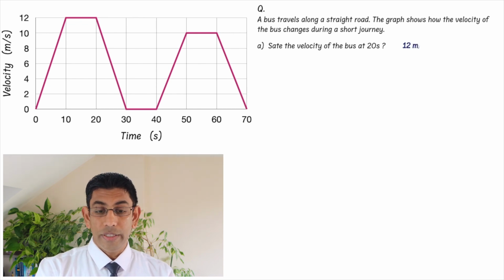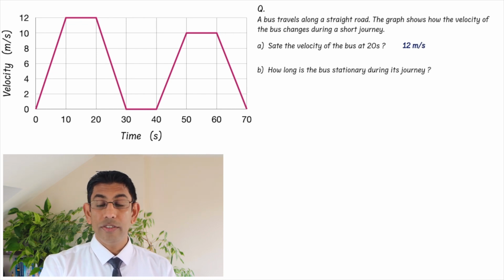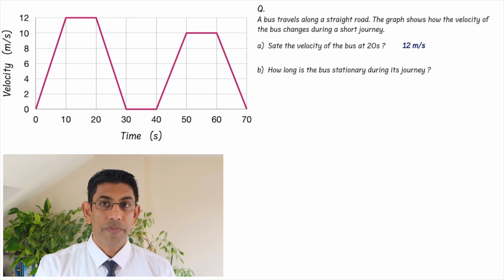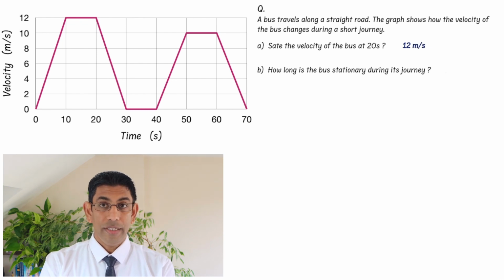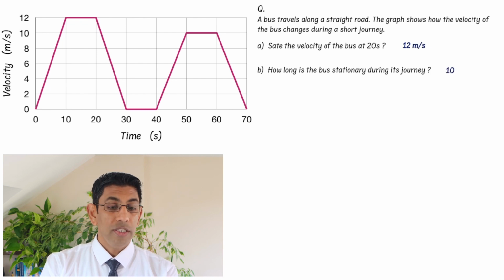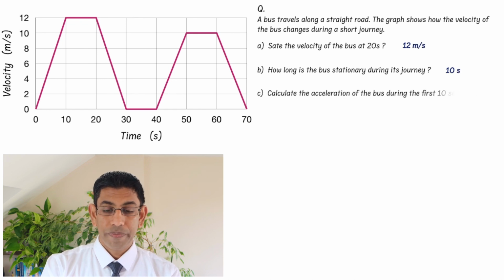If you look at the second question, B, how long is the bus stationary during its journey? As you know, during the stationary period, the velocity of the object is 0. There's only one occasion the bus was stationary in this graph, between 30 and 40 seconds. You can see the y-axis value between 30 and 40 seconds is 0. So the velocity is 0 and therefore the bus was stationary during that time, which is 10 seconds. That's the answer for question B.